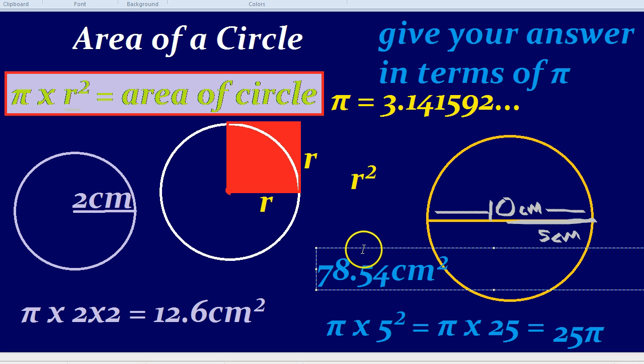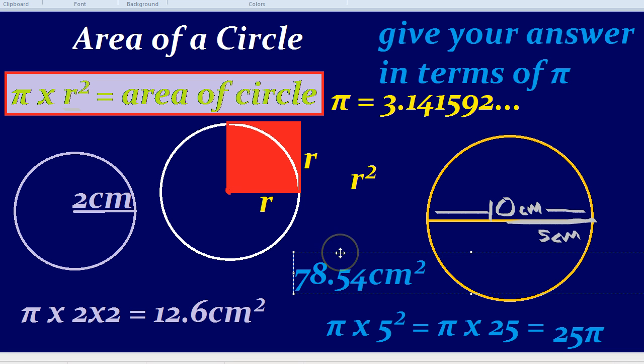And I hope that piques your curiosity about circles and about this mysterious and powerful symbol called pi, and how we can use it by doing pi times r squared to find the area of any circle.